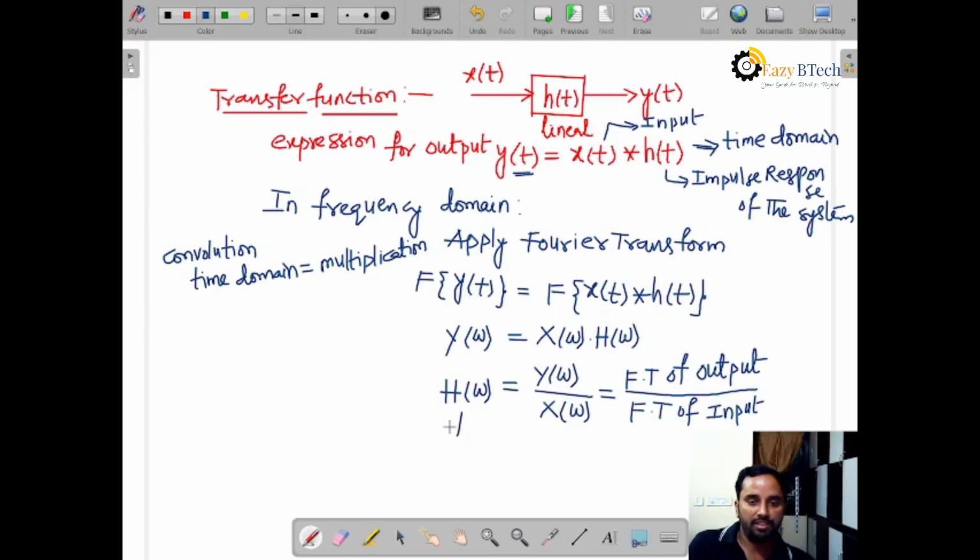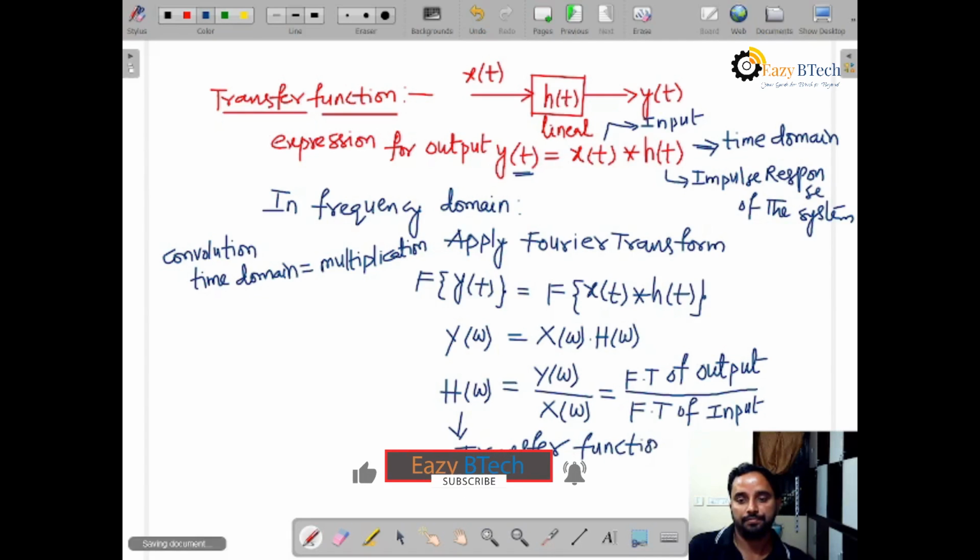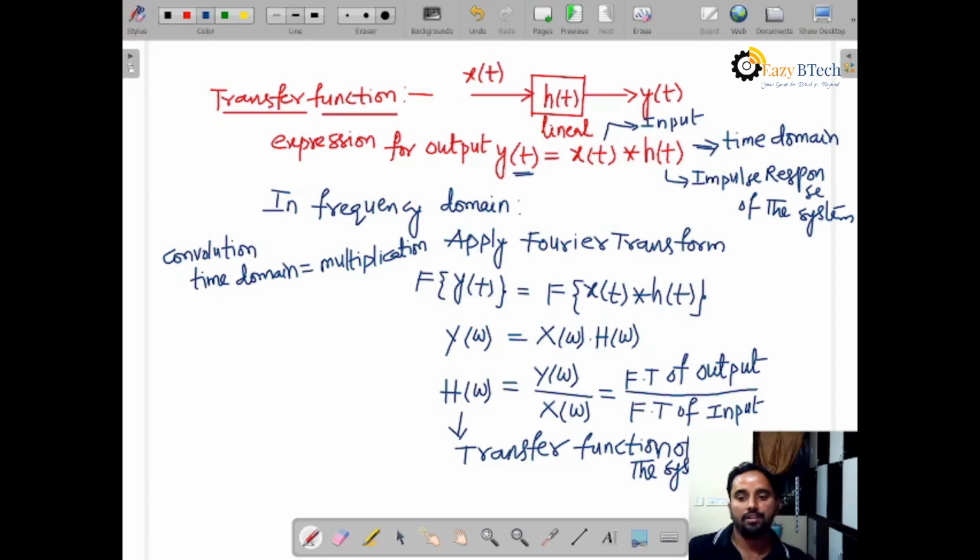So here h of omega is called the transfer function of the system. Simple definition: transfer function h of omega equals Fourier transform of output by Fourier transform of input. Generally this h of omega is a complex quantity. In most cases it has a real part and an imaginary part.